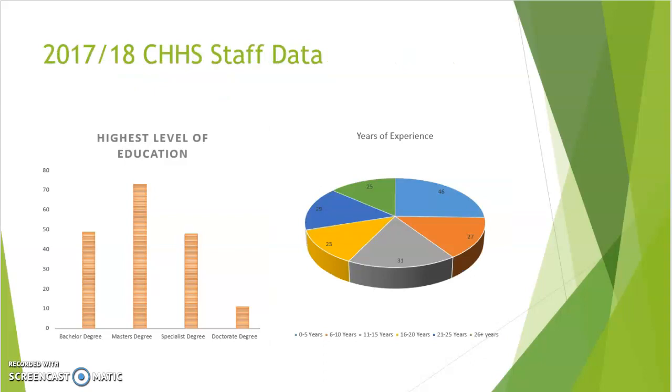Sorry about that. The staff data, just very quickly here. The highest level of education, the largest group of teachers at Collins Hill has a master's degree, with bachelor and specialist degree being about equal, and then 11 teachers have a doctorate. And then years of experience, the largest group is the 0 to 5 years, so a lot of younger new teachers at Collins Hill, with fewer in the 21 to 26 range. So it's pretty mixed. Once again, though, with the largest group being 0 to 5 years of experience.